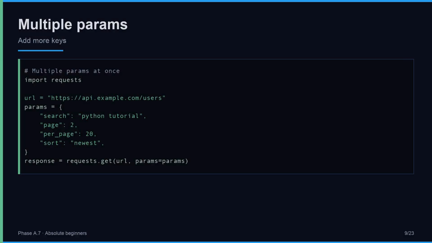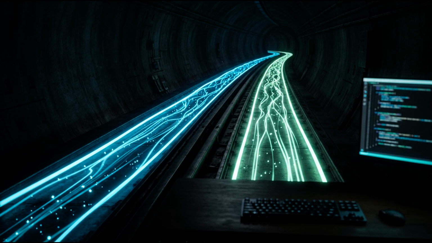Multiple parameters? Just add more keys. Search equals Python tutorial, note the space, requests will encode it. Page equals 2, requests converts the integer to a string for you. Per page equals 20. Sort equals newest. Requests builds the full query string from this dictionary. You write Python values, requests handles the URL syntax. This scales, 10 filters is as easy as 1. More keys, same shape.